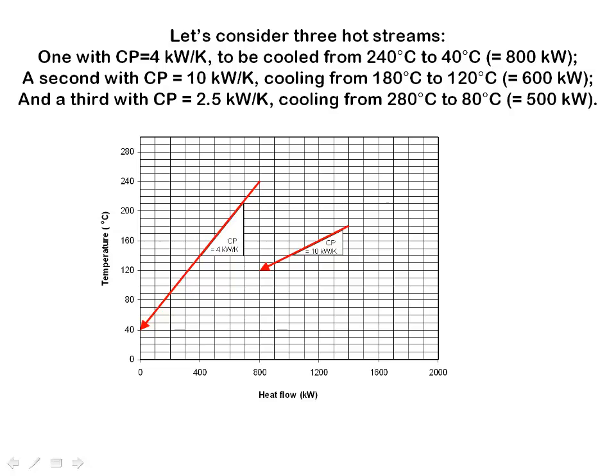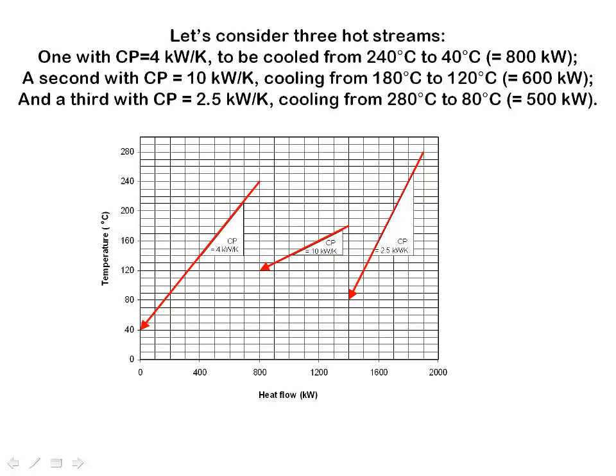Finally, we have a third hot stream. This one has a flowing heat capacity of 2.5 kilowatts per Kelvin, and it's going to cool all the way from 280 down to 80 degrees C, so that's a temperature change of 200 kelvins. Each of those takes a loss of 2.5 kilowatts, and so a total enthalpy change, or enthalpy loss, of 500 kilowatts. And there it is on its diagram, and there its small flowing heat capacity gives us a large slope.